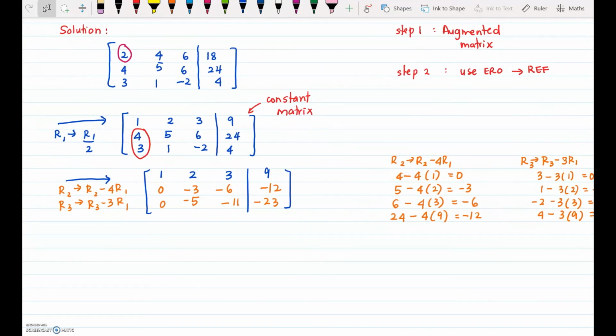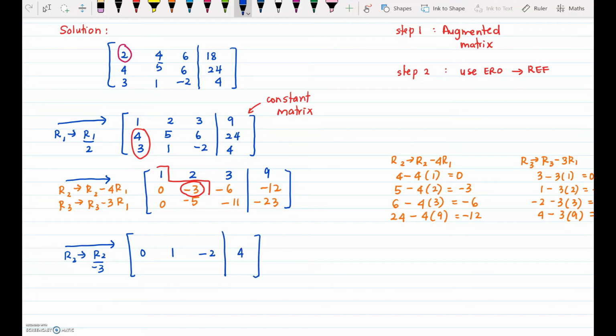Okay, now let's continue. Next is check your ladder. We have here, okay, so this one should be a leading one. Continue next. Your R2 will be R2 divided by negative 3, and we will have 0, 1, negative 12 divided by negative 3 is 4. Oh, this one would be positive 2. Okay, alright, and the rest we have 1, 2, 3, and 9, 0, negative 5, negative 11, and negative 23.